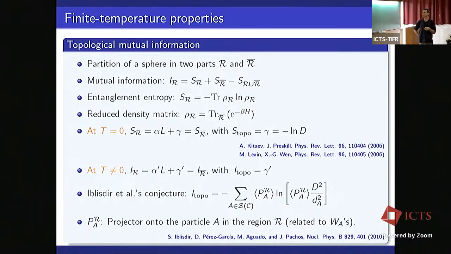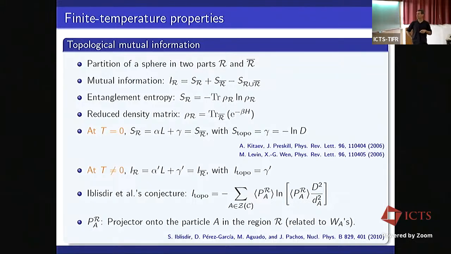So this quantity was proposed by this set of two famous papers by Kitaev, Preskill, and Levin and Wen in 2006. But if you're interested in finite temperature properties, at finite temperature your entanglement entropy doesn't scale as an area law anymore, but as a volume law. So it's harder to extract this constant term, and that's why at finite temperature it's rather better to consider the mutual information, which is simply given by this expression, where S is the entanglement entropy. So that's exactly what we did. And we computed this mutual information, and more specifically, the topological part of the mutual information, which again obeys an area law at finite temperature, and we want to extract this constant term, gamma prime.